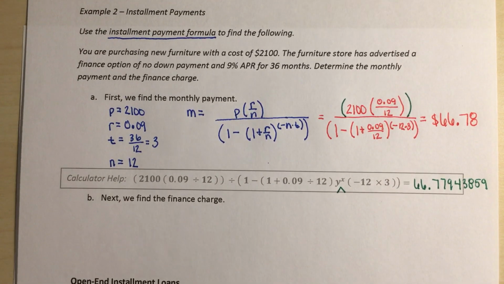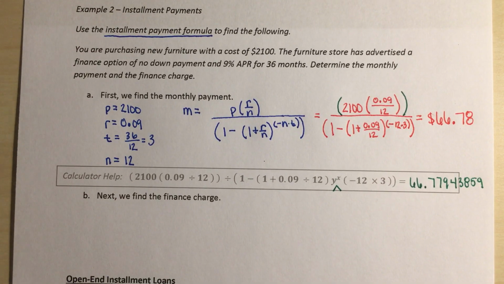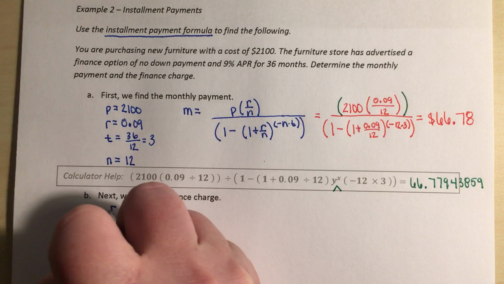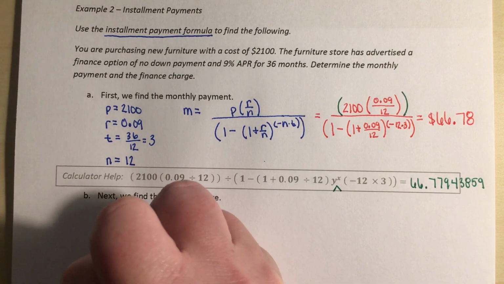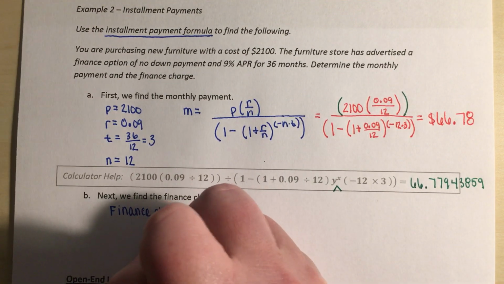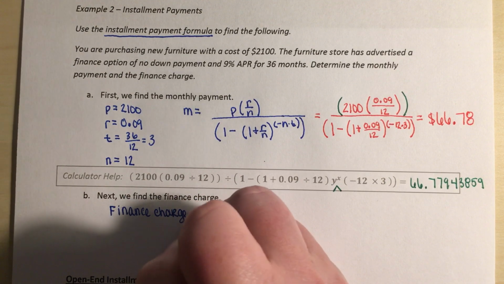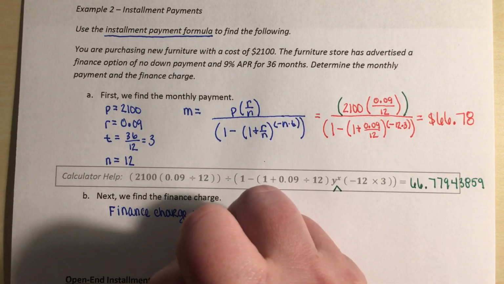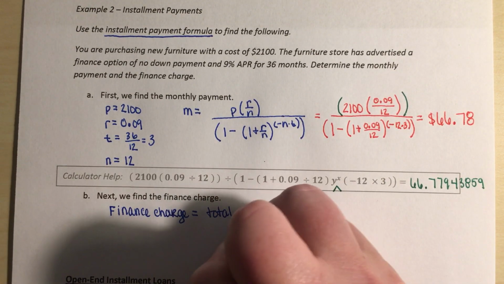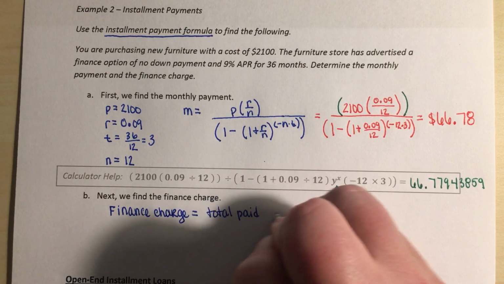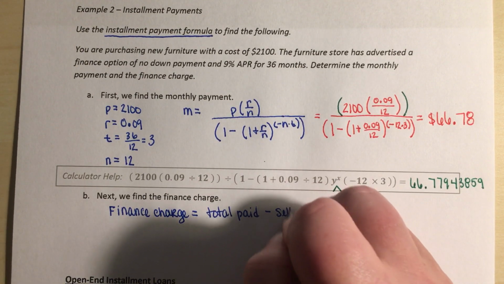All right, next we're going to find our finance charge. When we're finding our finance charge, remember this was written in example C on the previous page, in our previous example video. Our finance charge equals the total paid minus the selling price.